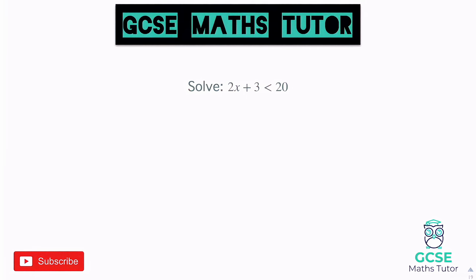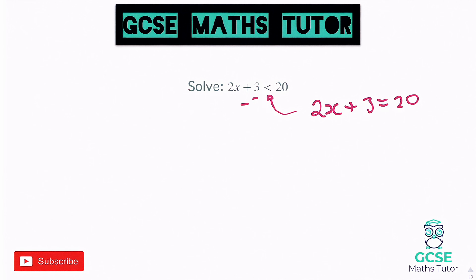Okay, so a nice quick one here, solving an inequality. Now this symbol shouldn't put you off here. It's an inequality, yes, but we're going to treat it exactly the same as if it was an equal sign. So before we saw a question like this where it was 2x plus 3 equals 20. We're going to do it in exactly the same way, but we're just going to leave that symbol in there.